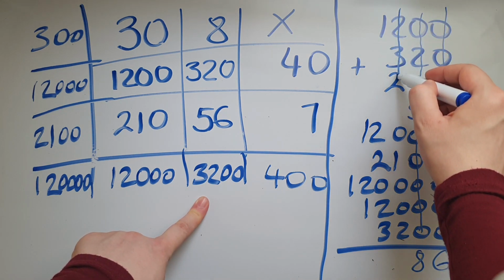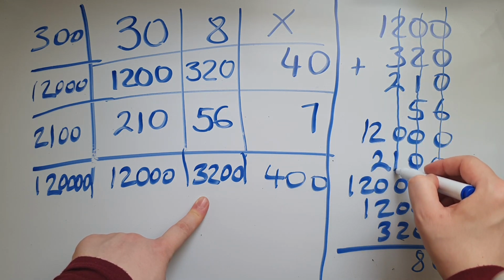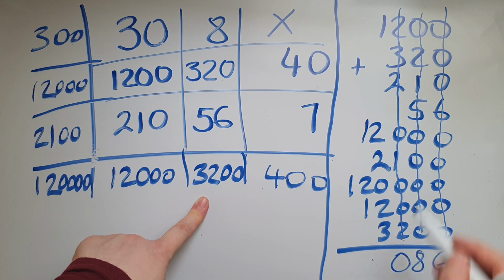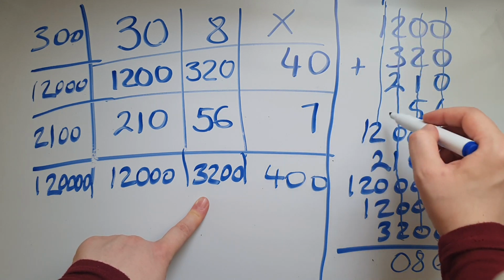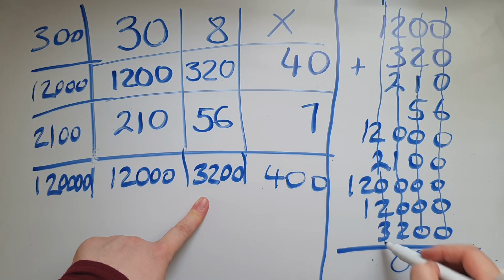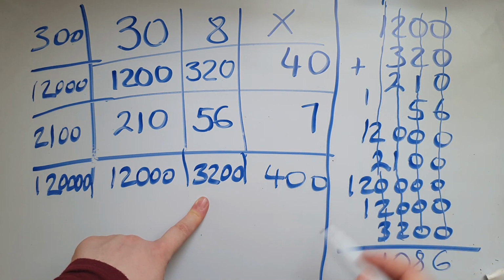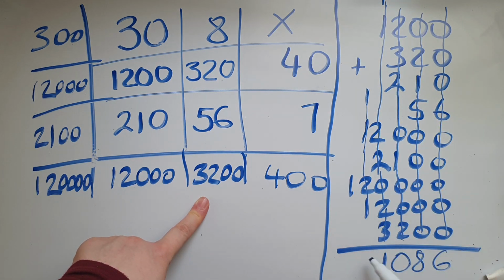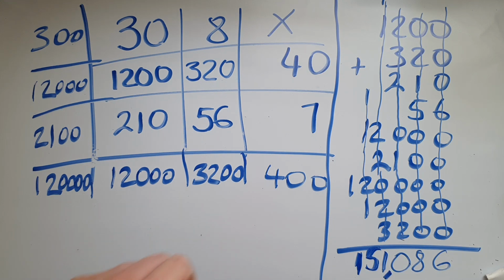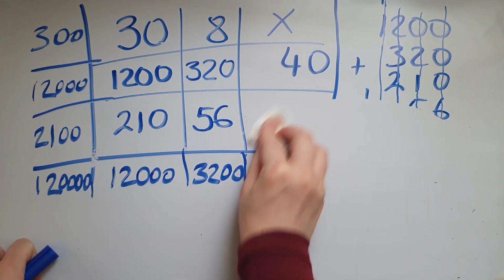2 and 3 is 5 and 2 is 7 and 1 is 8 and 2 is 10. So 0 down, 1 carried over. 1 and 1 is 2. 4, 6, 8, 11. So 1 down and 1 carried over. 1 and 1 is 2, 4, 5, and the 1 in here. So 151,086. Let's now do the same number but using the column method, the one that we started with.